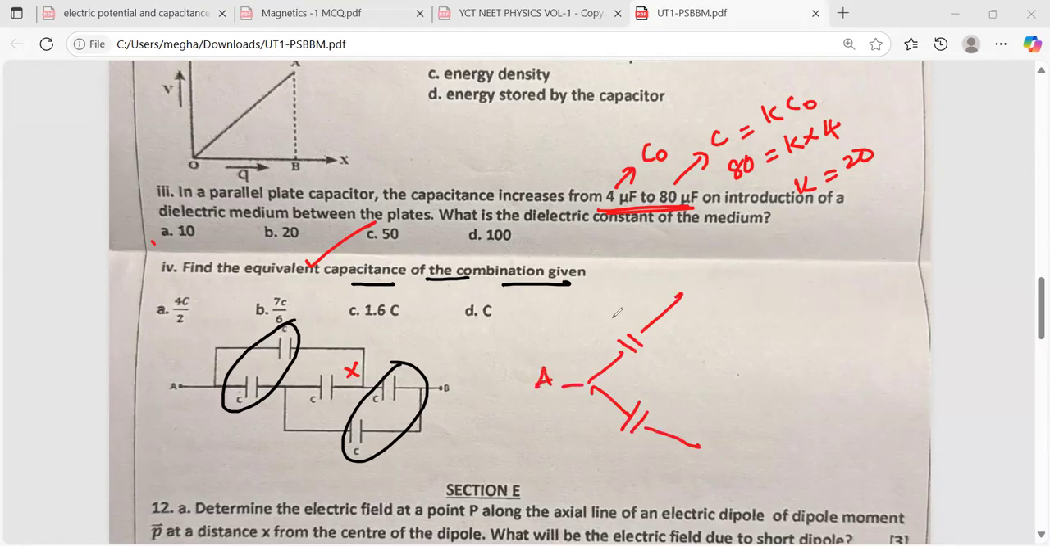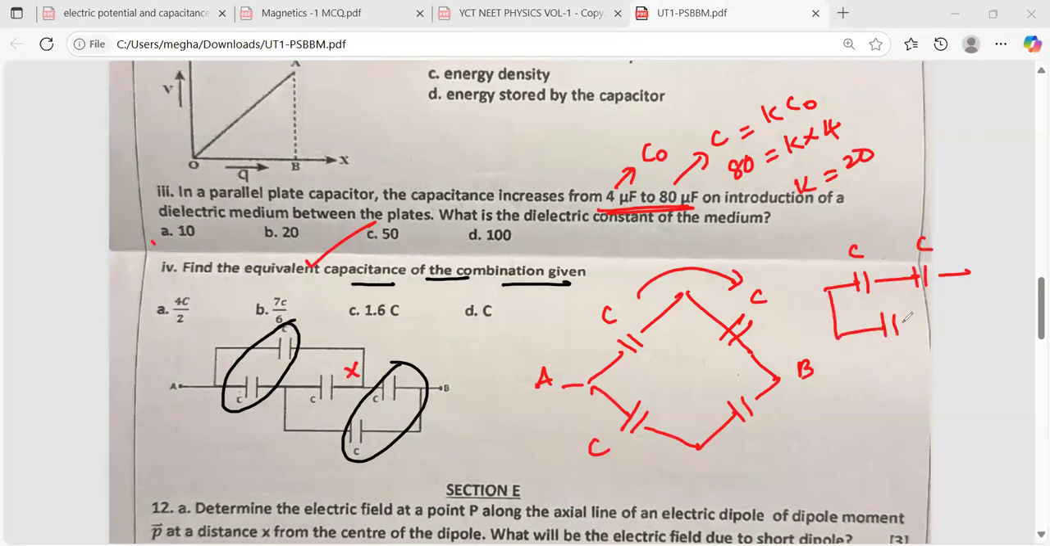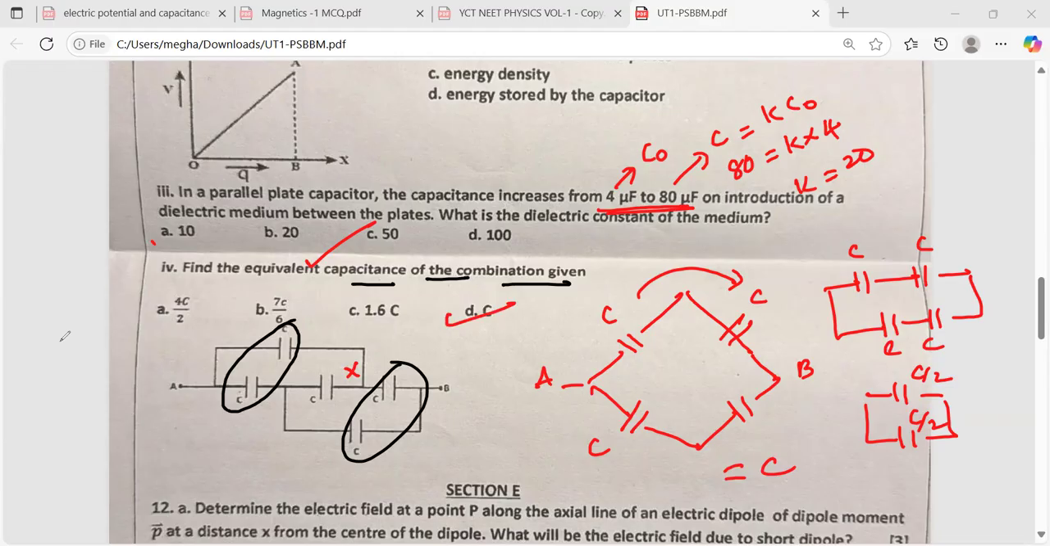This is A, this is C, this is C. Then similarly, this is B, this is C, this is C. These two are connected in series. So therefore, effective capacitance is equal to C by 2. Again, these two are connected in series, effective capacitance C by 2. So C by 2 and C by 2 are connected in parallel. So therefore, the effective capacitance is equal to C. So C is the answer. So hope you understand, children.